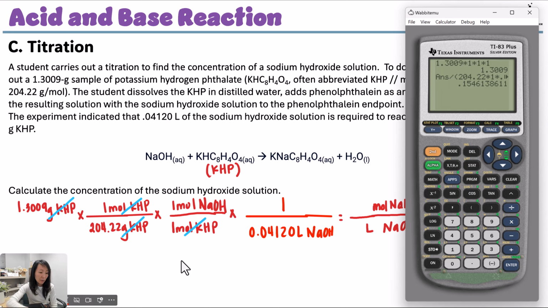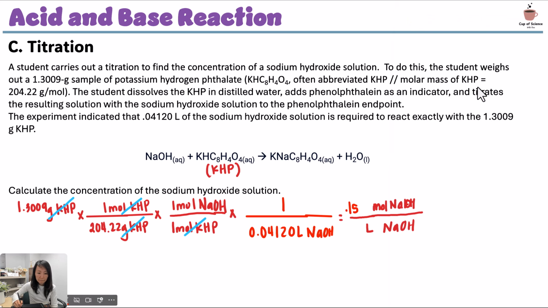We need to have 1, 2, 3, 4, 5 sig figs. Okay, 5 sig figs. Oh, actually, you know what? There are only 4 sig figs on this liter, so 4 sig figs. So 0.1546, or you could write this as 0.1546 molarity of NaOH. So either one would work in terms of your final answer.